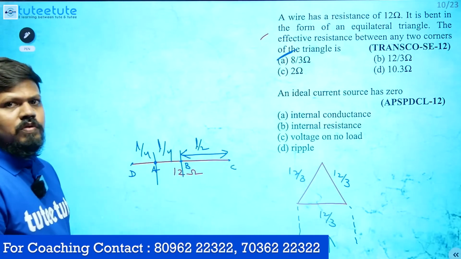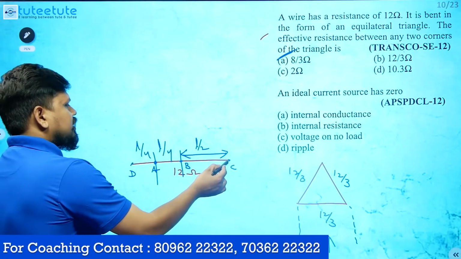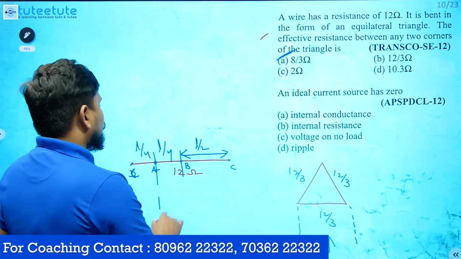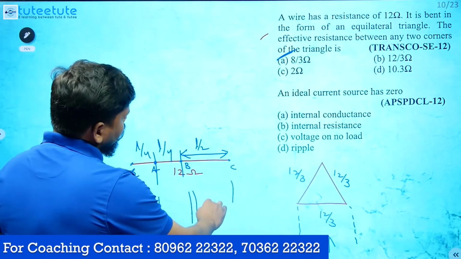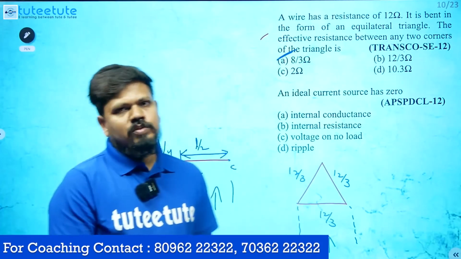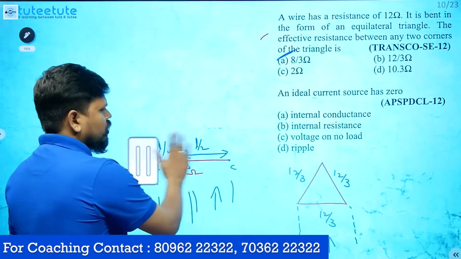They can ask the resistance between any two. This point C and D are connected means this also becomes C. Then they will ask, what is the resistance between these two, what is the resistance between these two. They may ask in this model also, but still now they have not given in this model. We can try this model.